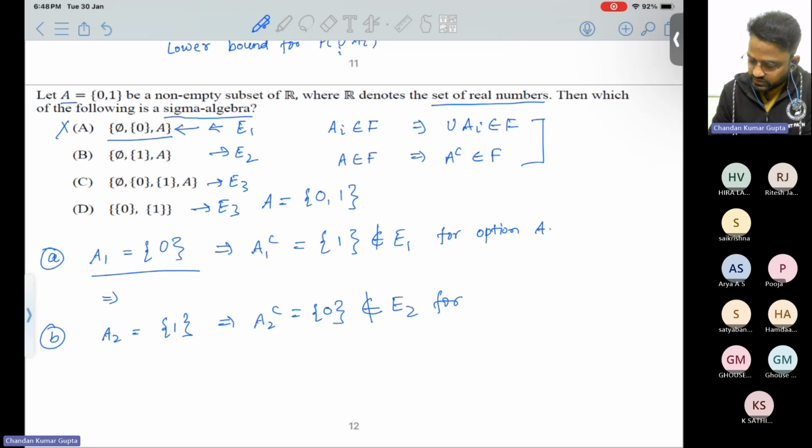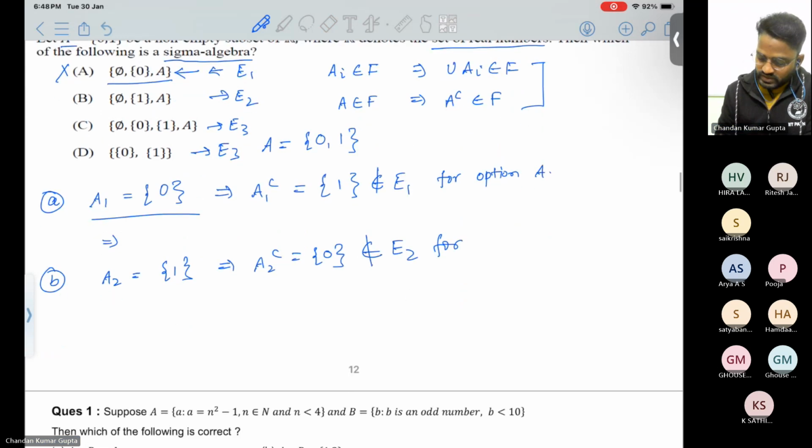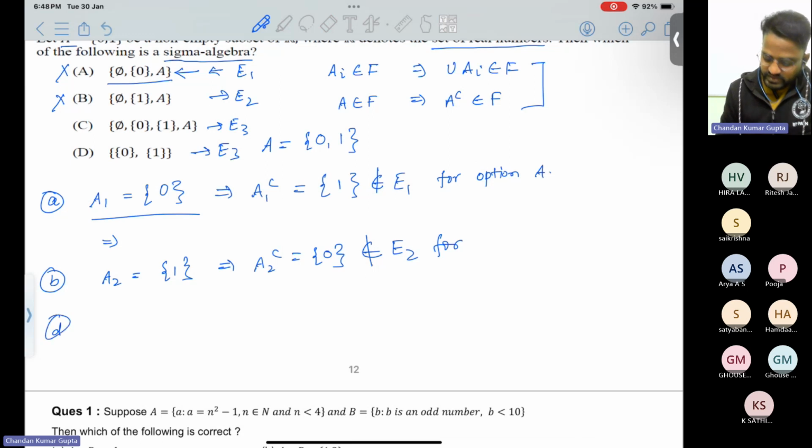E1, this is E2. Okay. So this implies option 2 is also wrong. We will consider option 4 first, because option 3 is the right one actually.